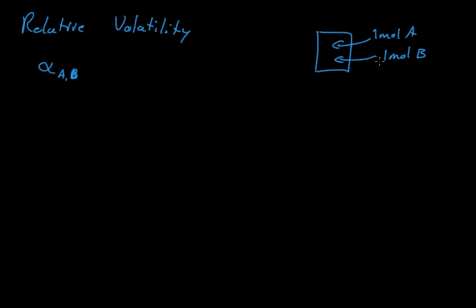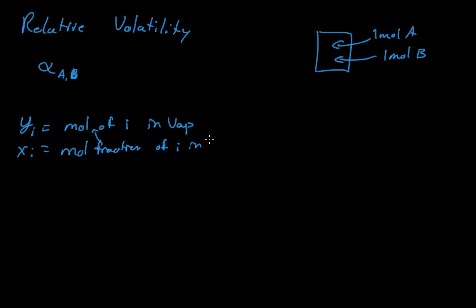For the relative volatility, I guess I'll say what these terms are. yi represents the components in the vapor phase, so mole fraction of i in vapor, and then the x is the mole fraction of i in liquid.